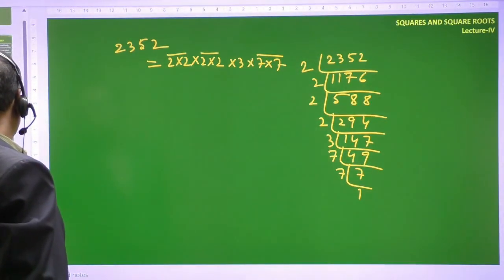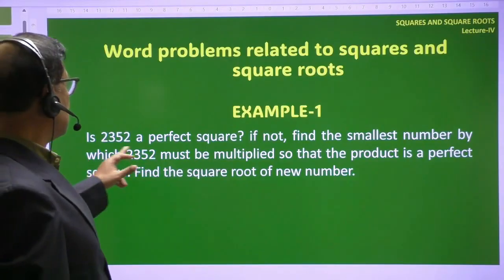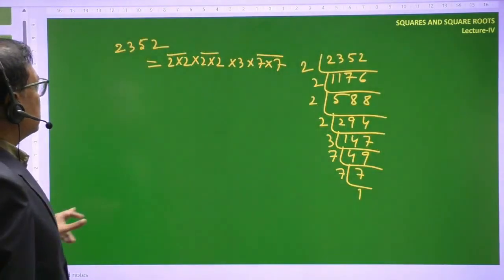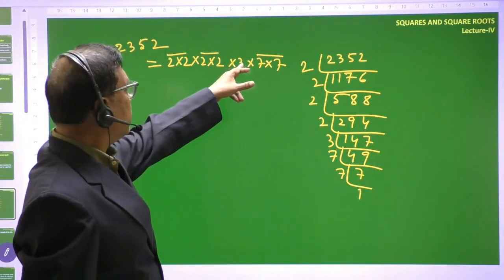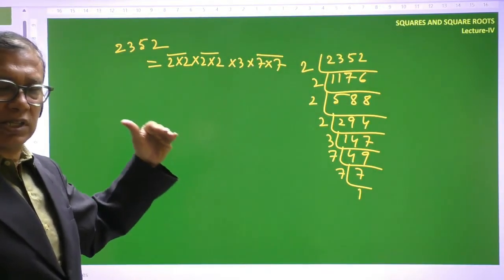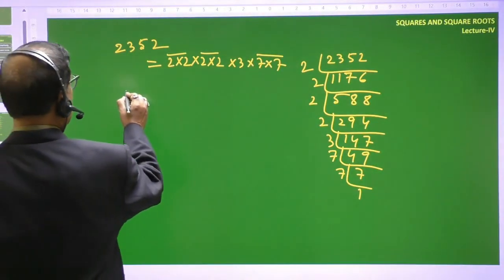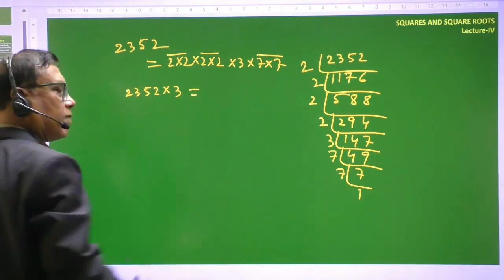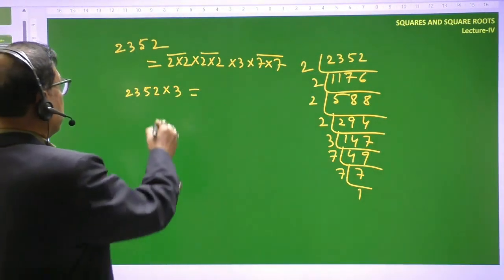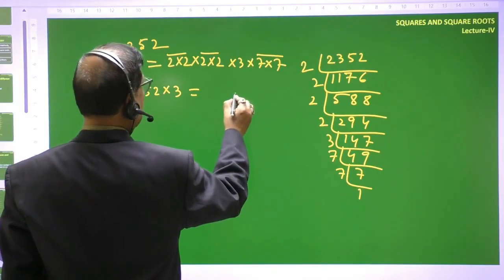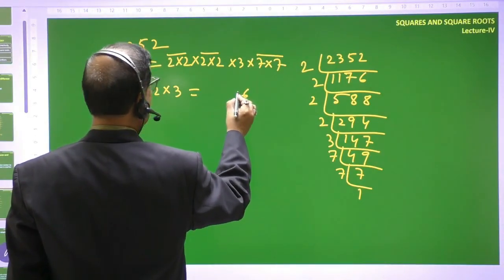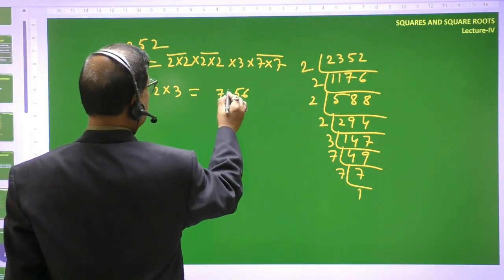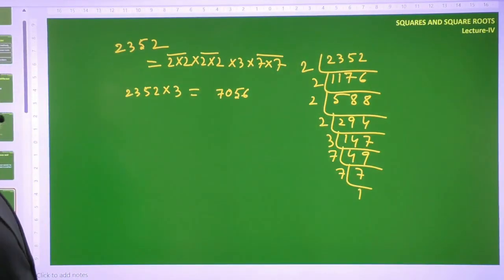Now find the smallest number by which this must be multiplied so that the product is a perfect square. Obviously 3, since 3 is the lone factor, so you have to multiply by 3. This is the least number. Then it will be a perfect square. So when you multiply, the new number is 7056. Yes or no?